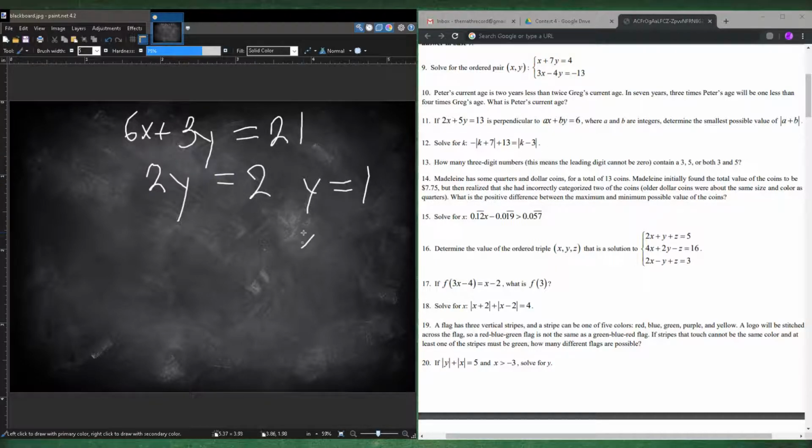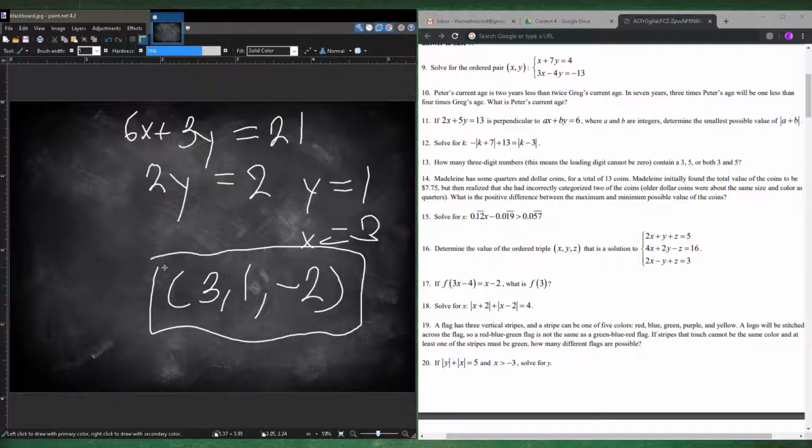So that means x has to equal 3, that's 18, that's 3. So we already got x and y. So plugging back in for z, you already have 3, 1. So that's 6, and that's 1, that's 7. So 5 minus 7 is negative 2. So the answer is 3, 1, negative 2. Basically just that simple.